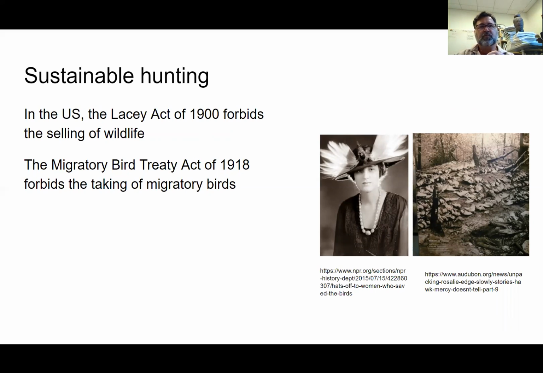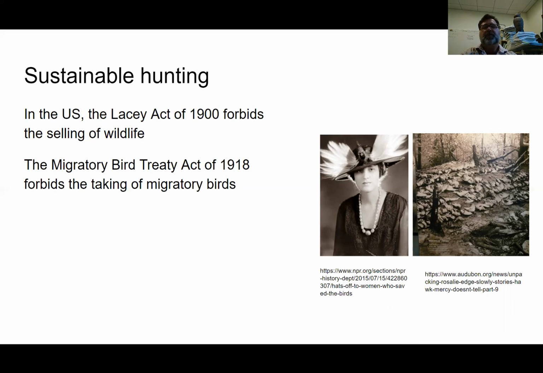I just put out there some of the many reasons that animals are hunted unsustainably. Where does sustainable hunting fit in? Well, in the US, the Lacey Act of 1900 forbade the use of animals commercially. So you couldn't shoot a deer and then sell it.